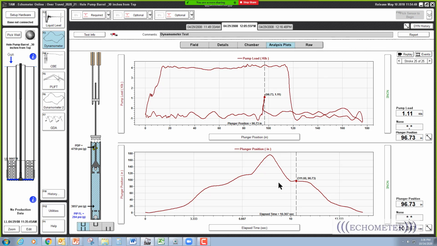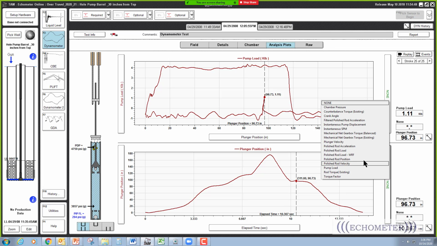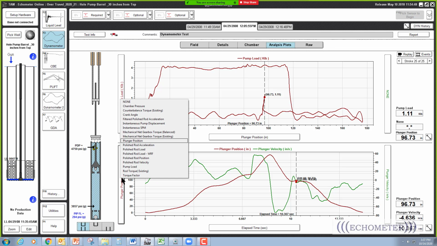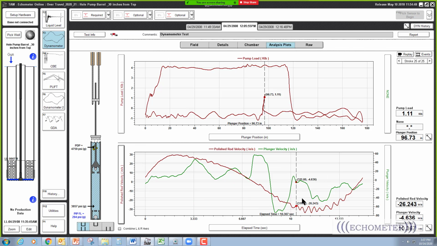And if we were to plot the plunger velocity here, see how the plunger velocity right here is positive. That means the plunger is actually going up. And if we were to look at the polish rod velocity at that point, change that to polish rod velocity right there. See, the polish rod is moving down about 6 inches per second, and the plunger starts going up about 10 inches per second.